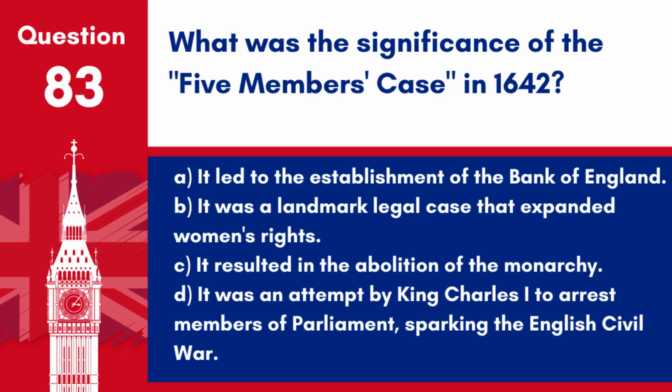Question 83. What was the significance of the Five Members case in 1642? A. It led to the establishment of the Bank of England. B. It was a landmark legal case that expanded women's rights. C. It resulted in the abolition of the monarchy. D. It was an attempt by King Charles I to arrest members of Parliament, sparking the English Civil War.